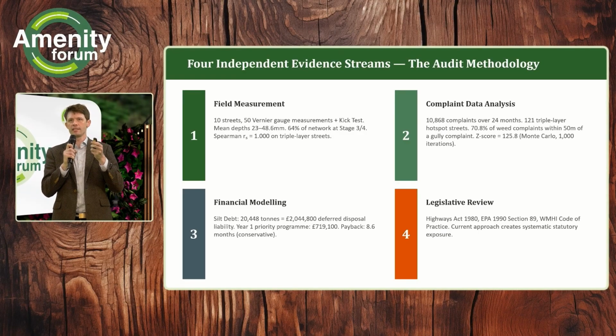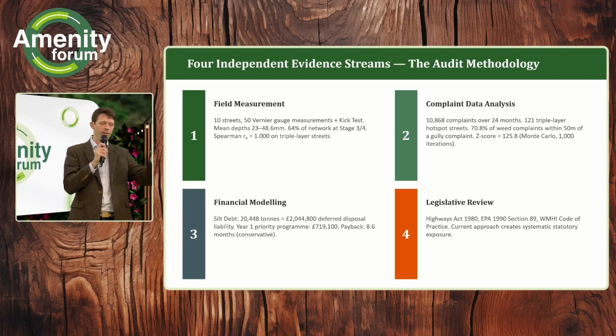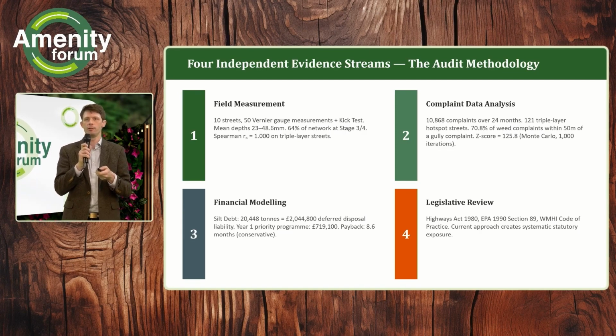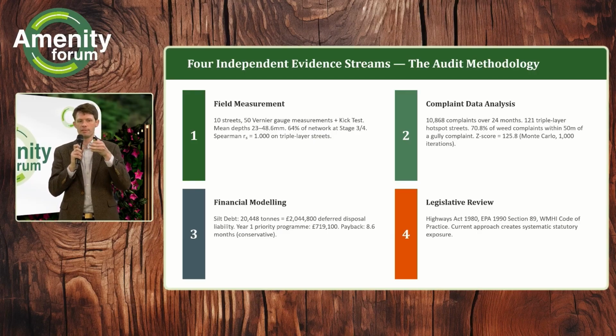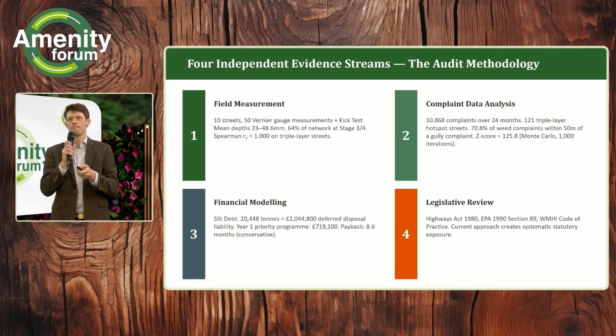We also looked at some on-site information. So we went to those streets and we measured the soil depth at those hotspot streets that were causing the worst problems. And we discovered that 64% on average, if we extrapolate that, of the network is at stage 3 or 4. So it's already past the window, and that might be common across a fair few councils. So the sooner we can intervene in that window, the more damage we can prevent.